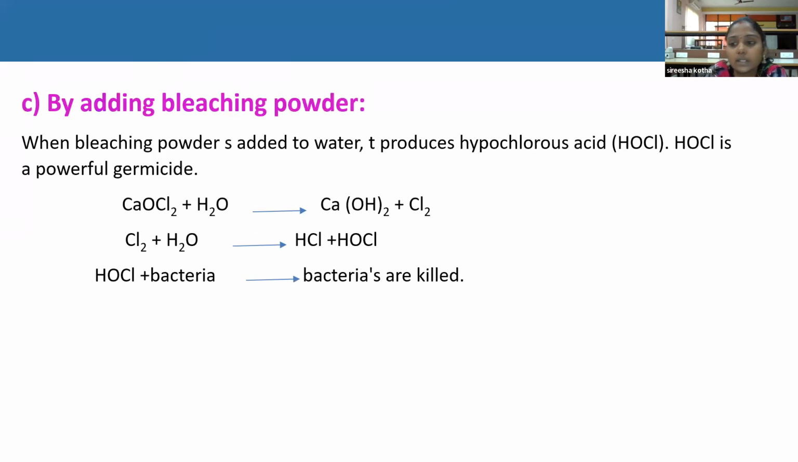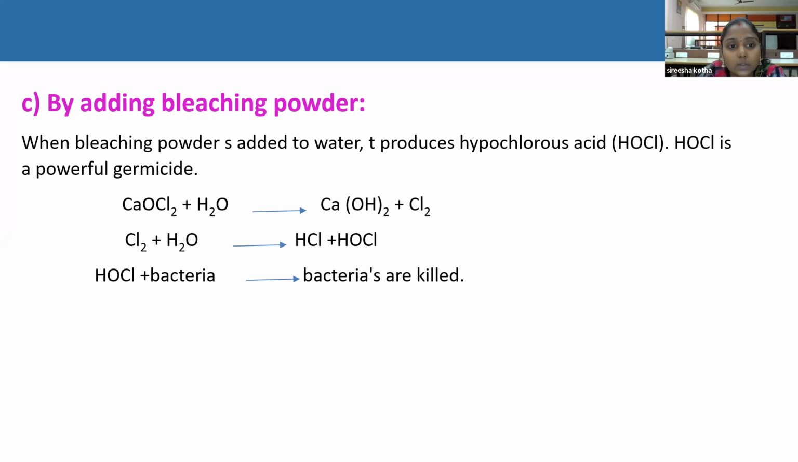And next one is by adding bleaching powder. When bleaching powder is added to water, it produces hypochlorous acid, a powerful germicide. The bleaching powder formula is CaOCl2.